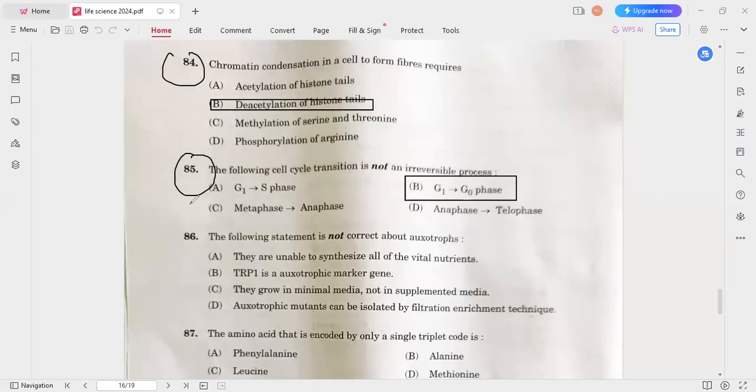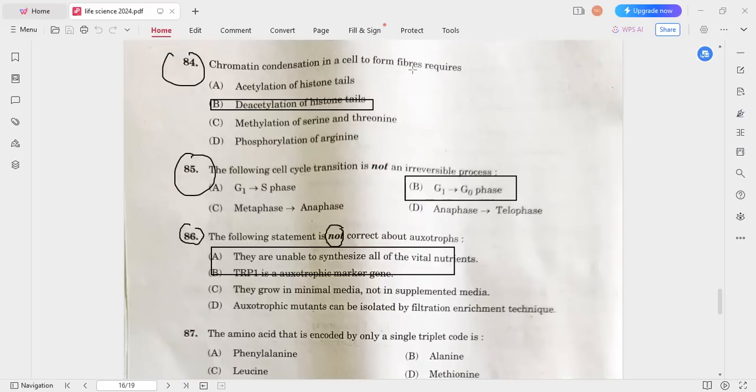So the next question is 86. The following statement is not correct about auxotrophs. So related to the auxotrophs, which is the not correct statement: they are unable to synthesize all the vital nutrients. The first option itself is wrong, meaning correct for this question, but usually auxotrophs are able to synthesize all of the vital proteins.